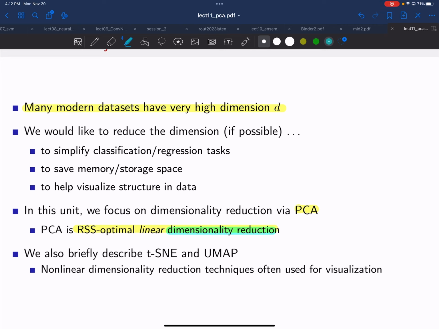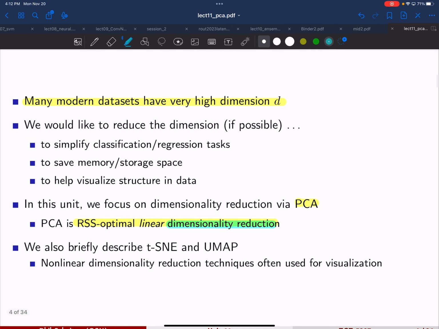Towards the end of the unit, I'll also describe a couple other contemporary visualization techniques, t-SNE and UMAP, just to be complete, although they don't really fit within this linear RSS optimal framework.